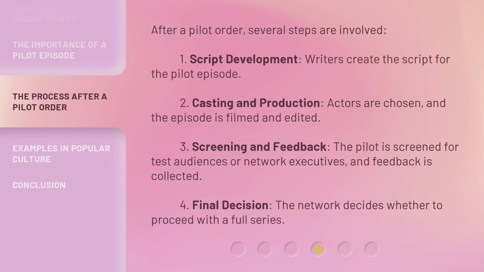After a pilot order, several steps are involved. 1. Script development. Writers create the script for the pilot episode. 2. Casting and production. Actors are chosen, and the episode is filmed and edited. 3. Screening and feedback. The pilot is screened for test audiences or network executives, and feedback is collected. 4. Final decision. The network decides whether to proceed with a full series.